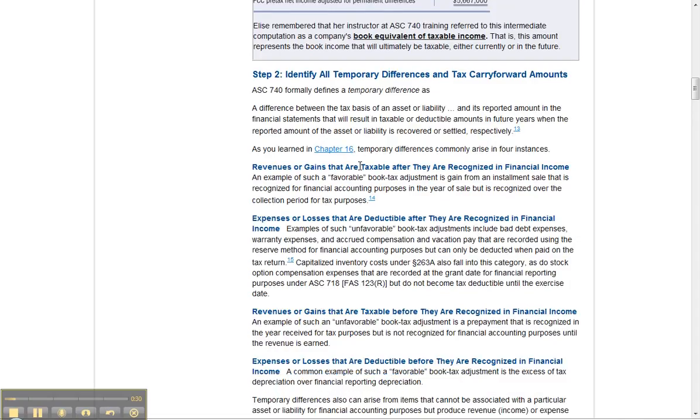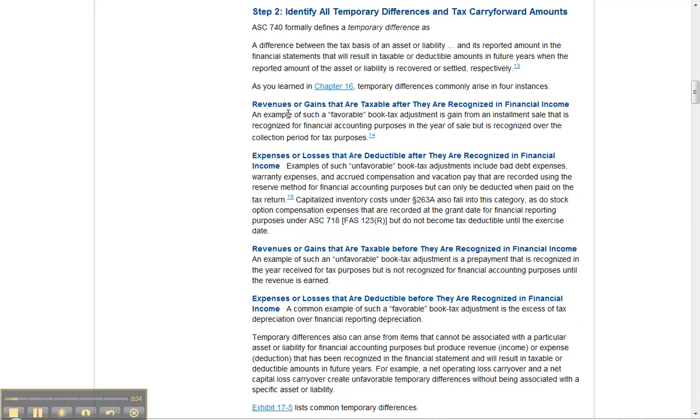There are four different kinds of temporary differences, four different situations. Revenues that are taxable after they're recognized in the books for book purposes. These are items that are income first on the books and then get taxed later. Expenses that are deductible after they're recognized on the books. So stuff is expensed first and then it's deducted in some later period.